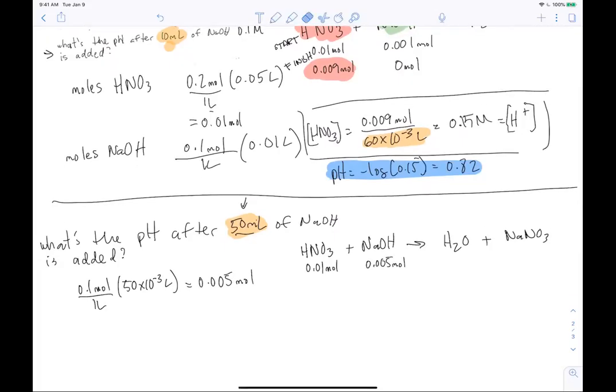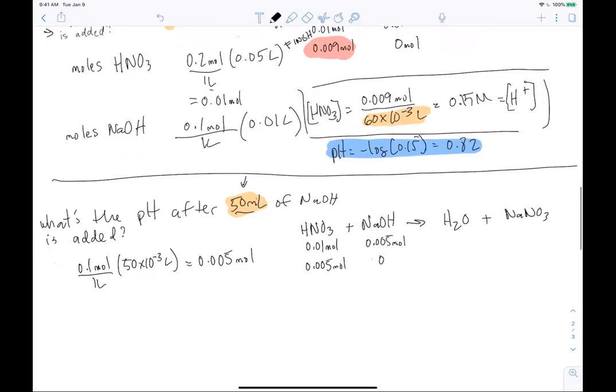So at the beginning of this reaction, we have 0.005 moles of base. At the end of the reaction, because we still haven't consumed all of our acid, at the end of this we'll have this. And now we've consumed half of our acid. So we have 0.005 moles. So this is the end, or the finish, of our reaction.